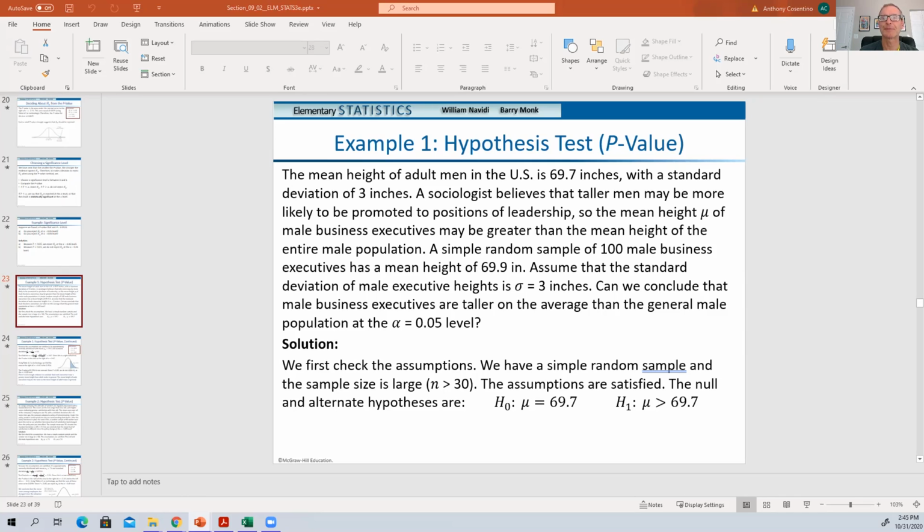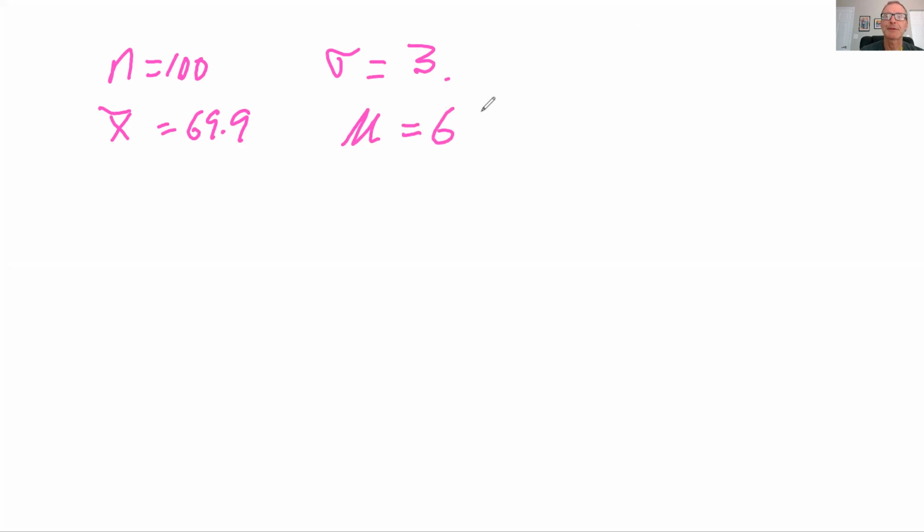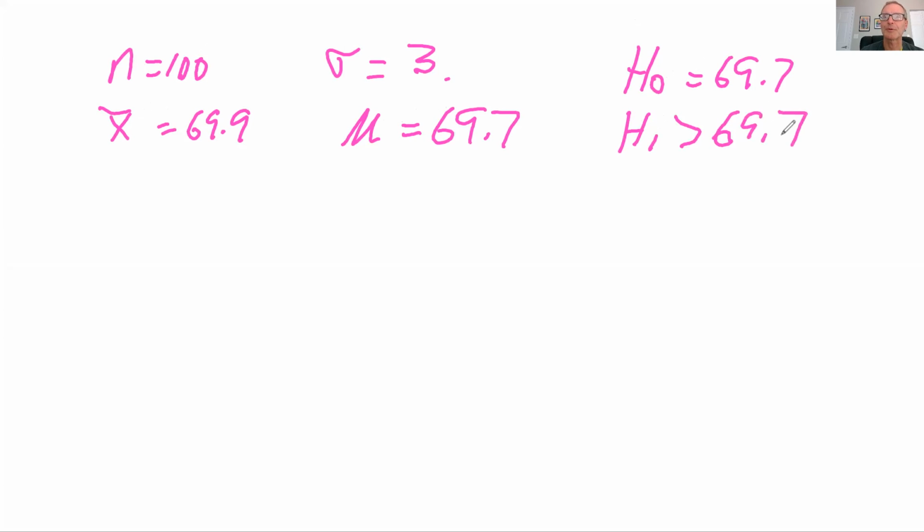Try to get the whiteboard up this time. There we go. It must hit all the right buttons. So what do we have here? So we have n equals 100. And the mean that we calculated with 100 was 69.9. Our standard deviation was 3. And the mean that we're worried about here is 69.7. And so our H0 is equal to 69.7. And our H1, or HA as it is sometimes called, is greater than 69.7. So we're worried about an alpha of 0.05 or 5%.